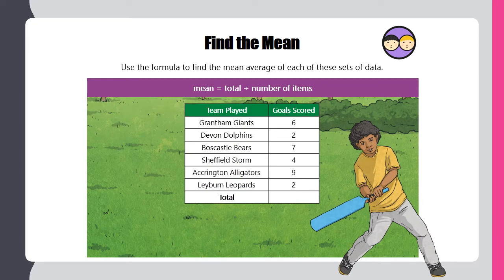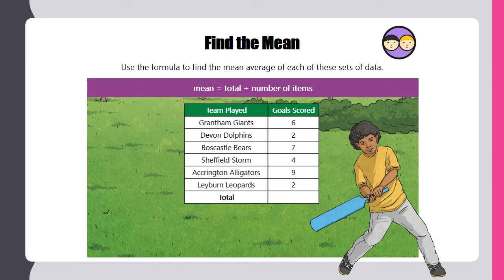Now, it's over to you. You're going to use the formula to find the mean average of each of these sets of data. So remembering to find the mean, we first of all need to find the total, and then we divide that by the number of items that we added together. Pause the video here whilst you do that.